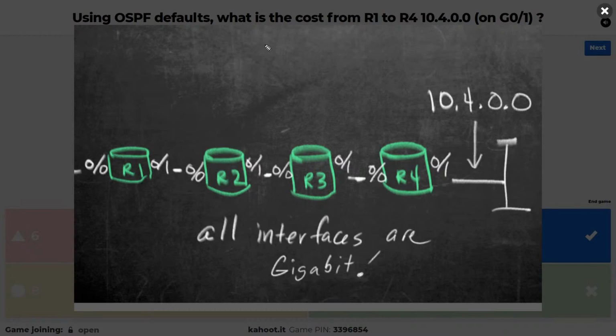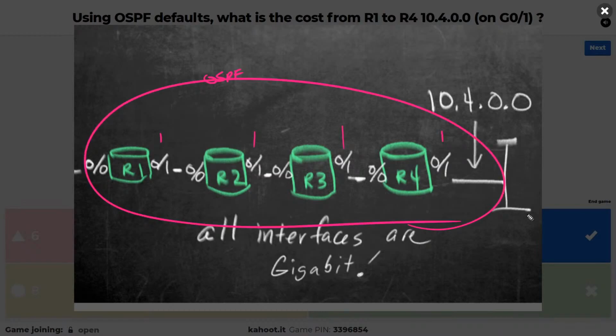So there's a thing called auto-cost reference bandwidth, which is 100 megabits per second. Long story short, gigabit interfaces all have a cost of 1 by default. So does Fast Ethernet by default, with the auto-cost reference bandwidth being a default of 100. So if we are forwarding a packet this direction, each router is in OSPF. If this is all in area 0, they all know all the interfaces and their link costs from the link state advertisements. So there's firsthand knowledge because those LSAs are forwarded throughout the entire area.